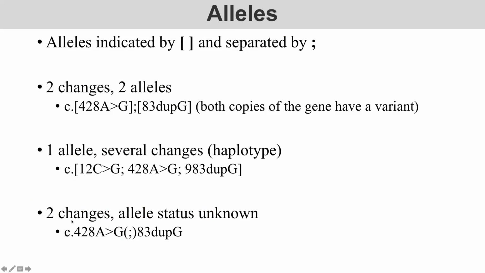Lastly, if you have multiple changes and you don't know if what you're looking at is in trans or in cis, that's where you put parentheses around the semicolon to indicate I am unsure if these are in cis or trans, but I did identify these 2 variants in the person, and I'm unable to determine which copy each one of these is occurring on. Maybe they're in cis, maybe they're in trans.